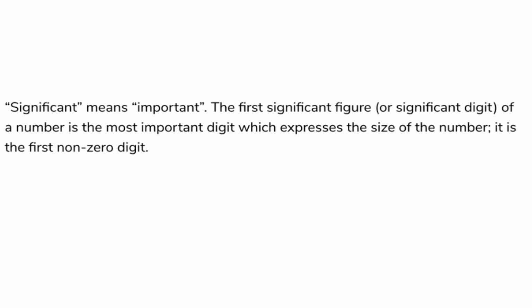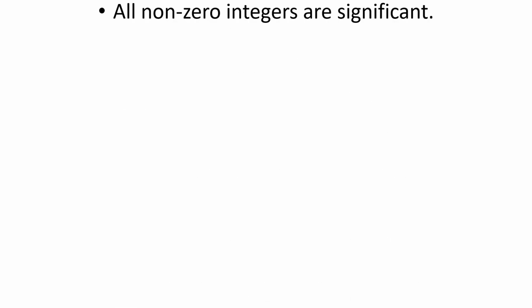First thing is, what is significant? Significant means important. So the first significant figure, or the first significant digit, of any particular number is the most important digit, and based on that we can say the size. It expresses the size of a number. So the first non-zero digit will be your first significant figure. How? Let's see all the rules. The first rule says all non-zero integers are significant. So all the non-zero integers will be significant, they will all be important.